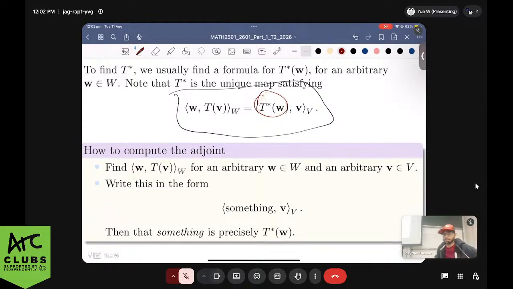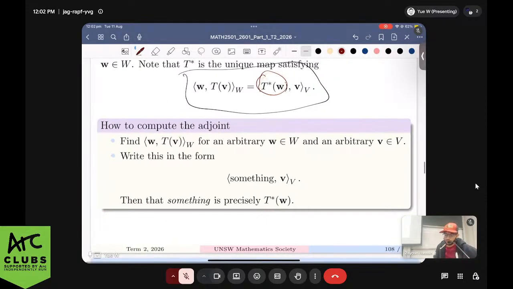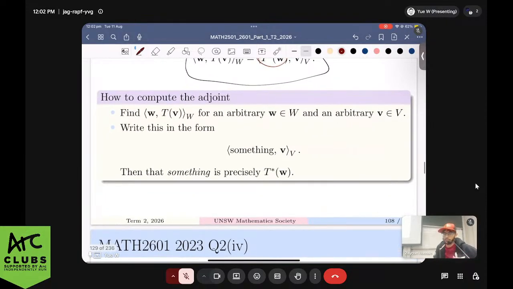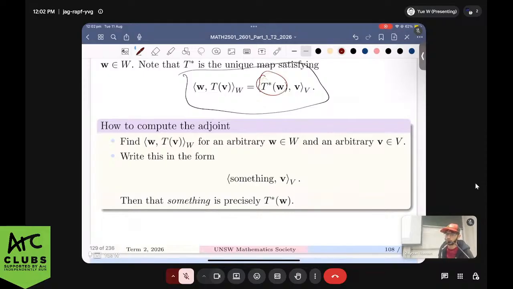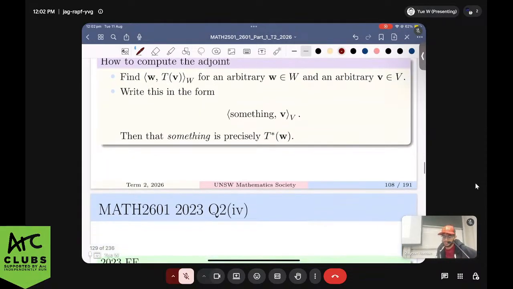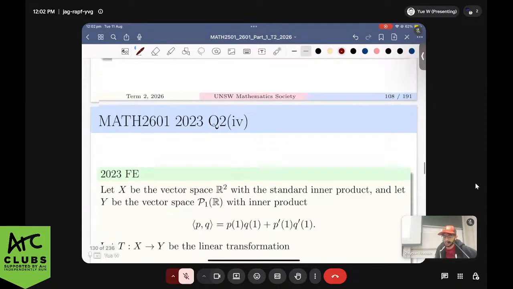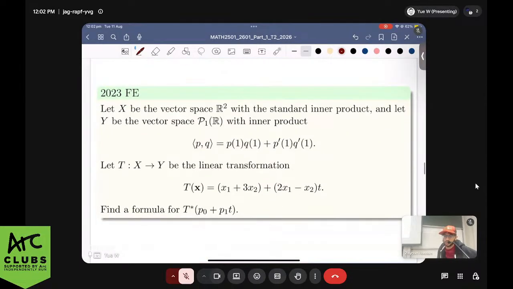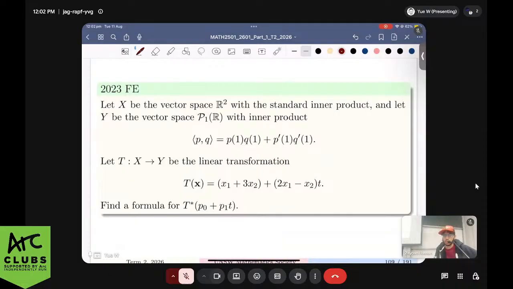Okay, so write this in the form something inner product V. Whatever that something you get will be T star of W, and it'll be in terms of W. And that means you have a formula for T star. T star is a linear map, so you just need it evaluated at an arbitrary input to determine what it is.